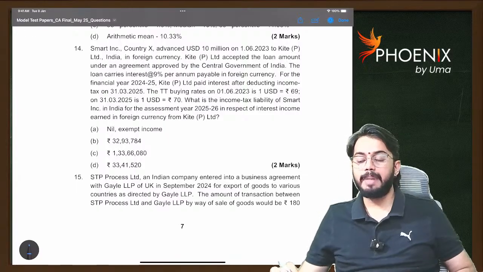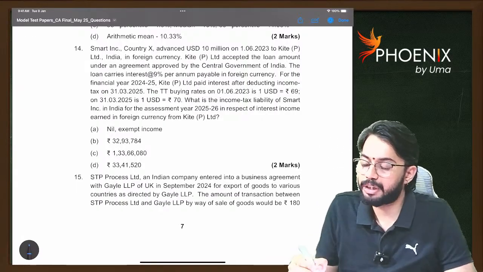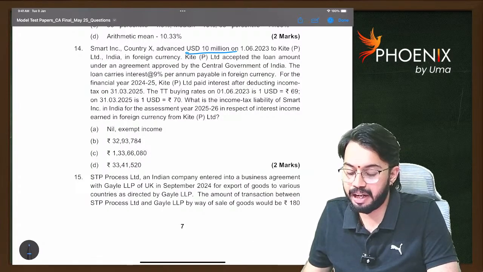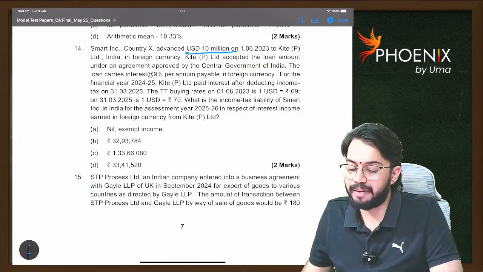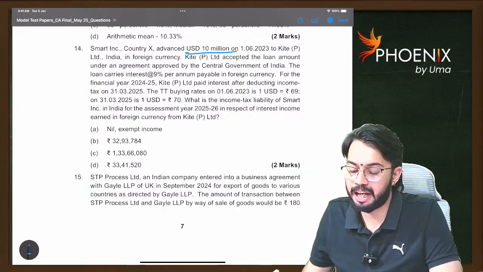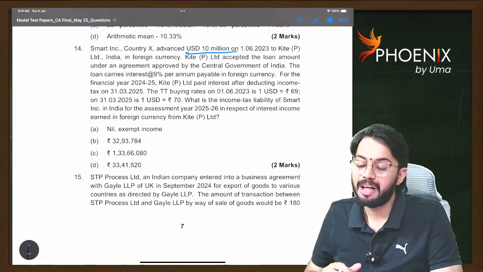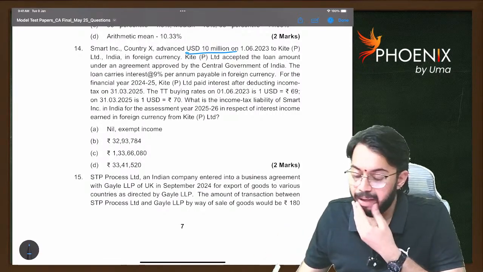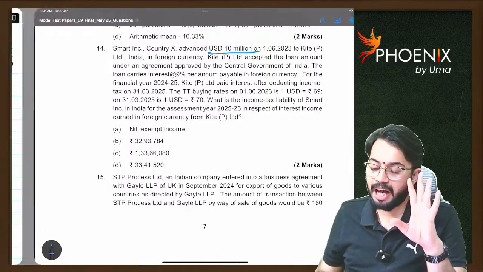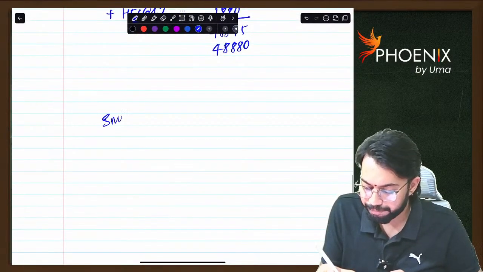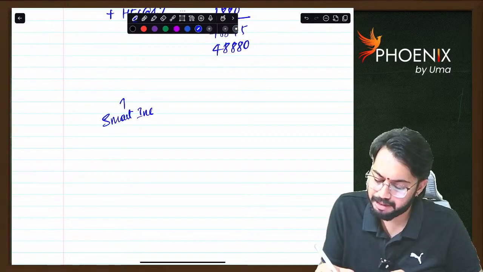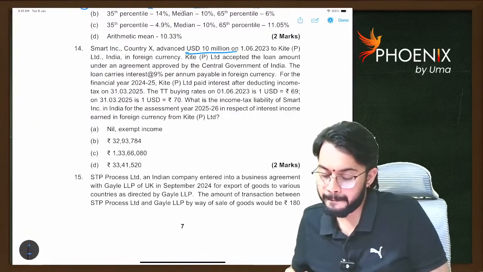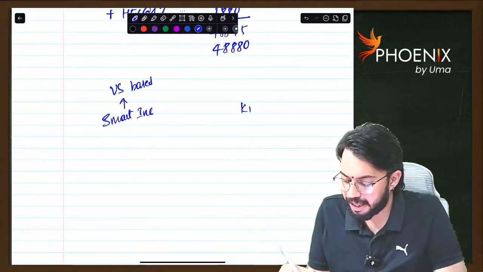14th. Smart INC, Country X, advanced US dollars 10 millions on 1st June 2023 to Kite Private Limited, India, in foreign currency. Kite Private Limited accepted the loan amount under an agreement approved by Central Government of India. The loan carries interest at the rate of 9% per annum payable in foreign currency. See, here there are two companies. Smart Inc., it is US based. Another one is Kite Private Limited. It's an Indian company.